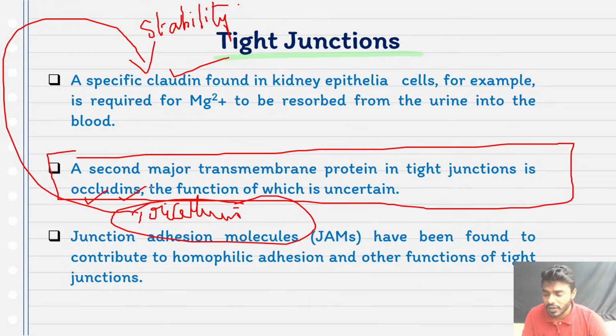Occludin is a major protein and claudin is the major protein. For occludin and tricellin we really don't know, but the available research suggests that occludin and tricellin may be involved in the stability of the claudin.